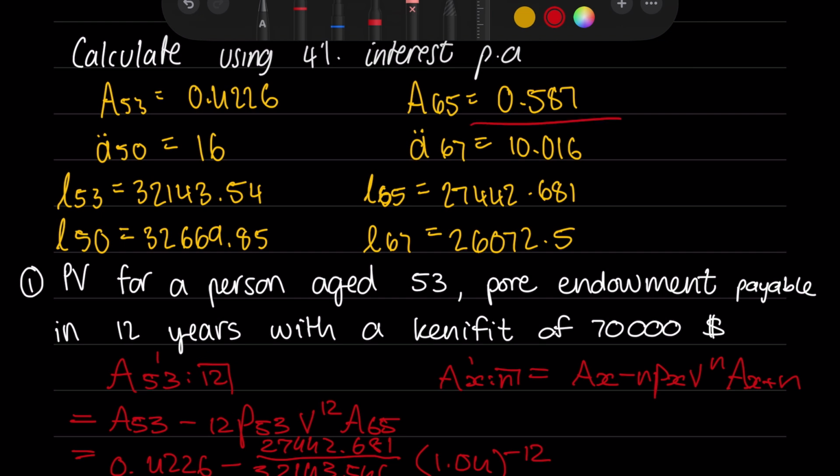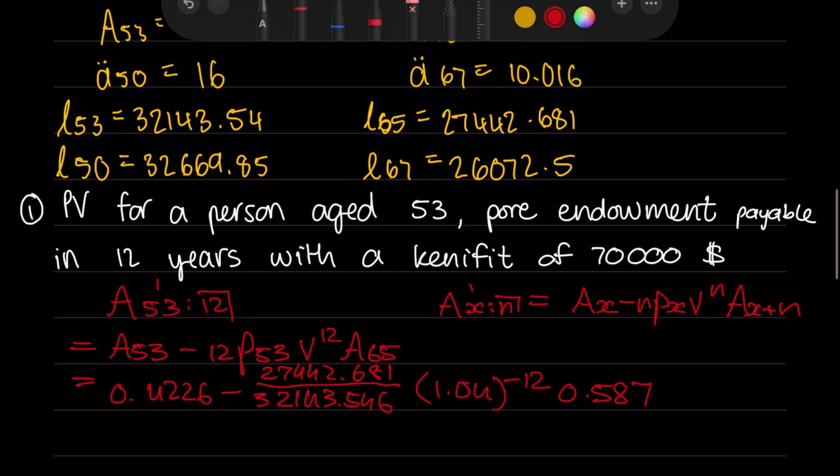I wrote it over there. You can get it from your life table, whatever table you're using. Might be different though. 7. And I'll just pop this all into a calculator.